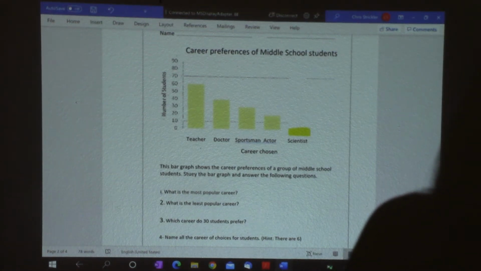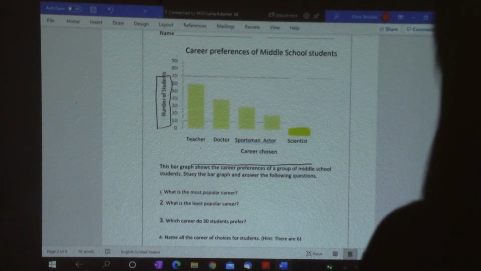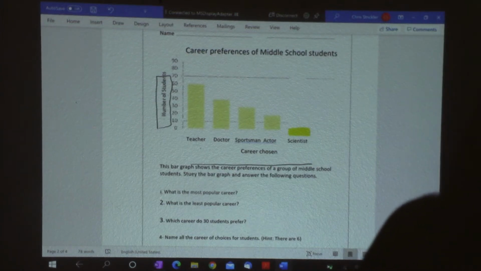What is the most popular career? Well, obviously you've got your number of students here that are being surveyed, and you have the different career choices. Now, a bar graph is really good for showing different categories of things and subjects. Having different categories, a teacher, a doctor, a sportsman, they are not numbers, they are things, okay? And it's a really good tool for comparing different numbers. So the most popular career chosen by these middle school students was teacher, obviously.